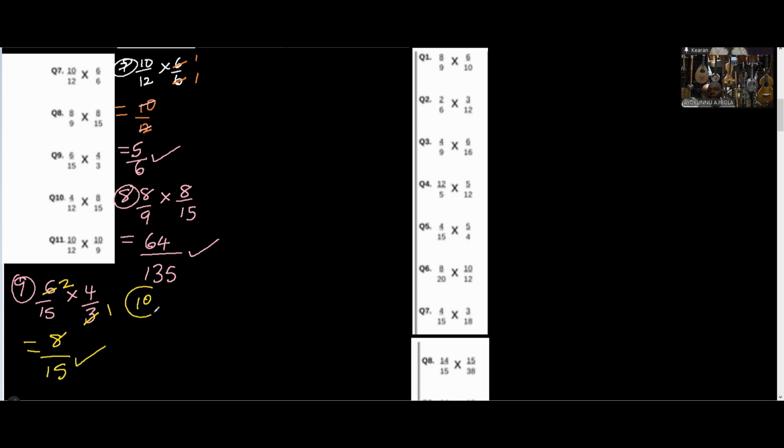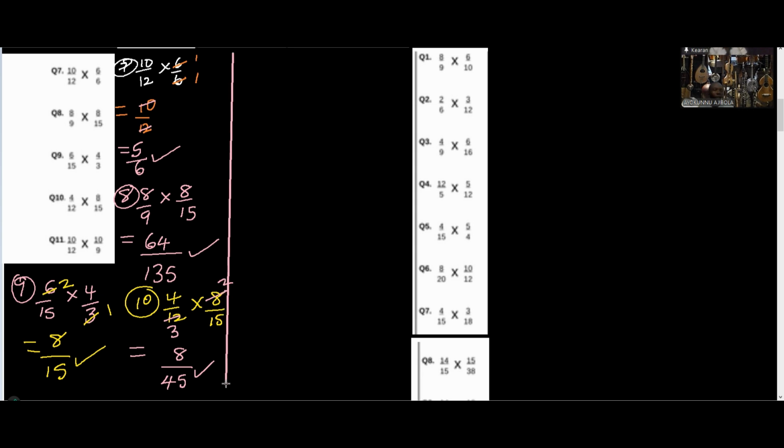Then number 10. For number 10, we have 4 over 12 times 8 over 15. So we can divide 8 and 12 by 4. 4 here 2, 4 here 3. So nothing is common again. We have 4 times 2, that's 8. 3 times 15, that's 45. Is that clear to you? Then number 11. Let me try this.